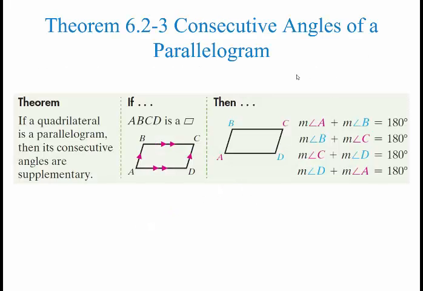So, consecutive angles of a parallelogram. If ABCD is a parallelogram, then its consecutive angles are supplementary. Meaning if I take the measure of angle A and add it to the measure of angle B, that's 180 degrees. The measure of angle B plus the measure of angle C is another 180 degrees, and so on. C and D sum to 180 degrees, and D and A sum to 180 degrees also.